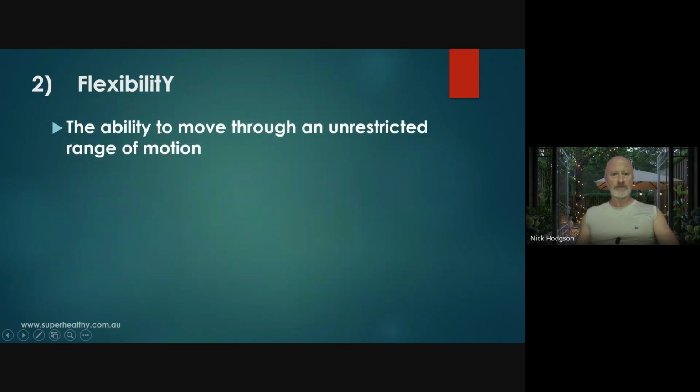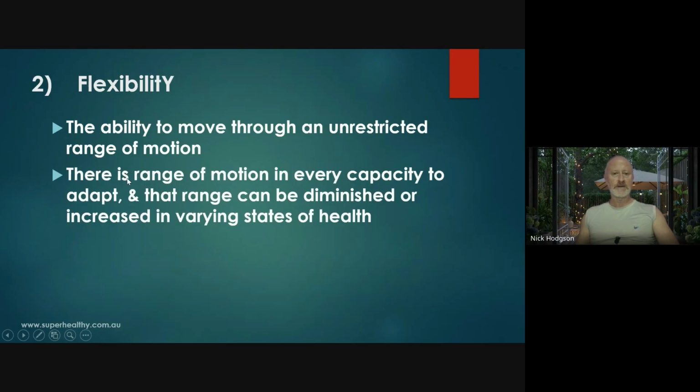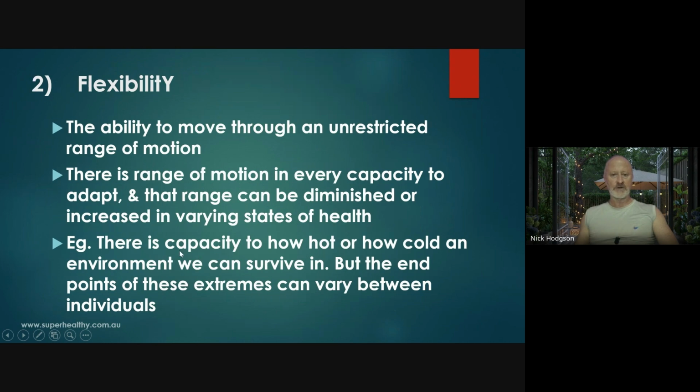The second, we have flexibility. So the ability to move through an unrestricted range of motion. So it's different to adaptability. There is a range of motion in every capacity to adapt, and that range can be diminished or increased in varying states of health. So an obvious example is we can live in hot and cold environments and we can maintain an internal environment, but there are extremes, highs and lows, that the capacity is there. But this can vary between individuals depending on their state of well-being and their state of health.